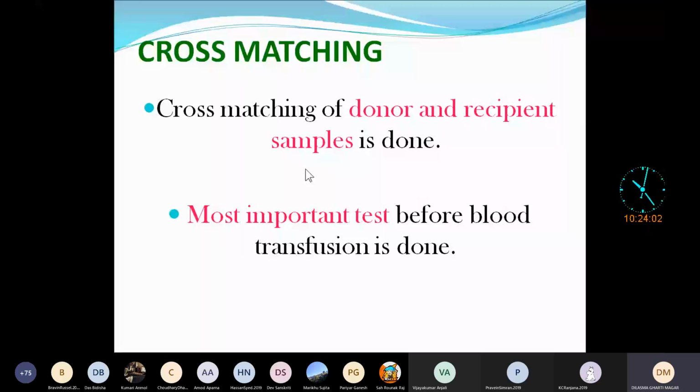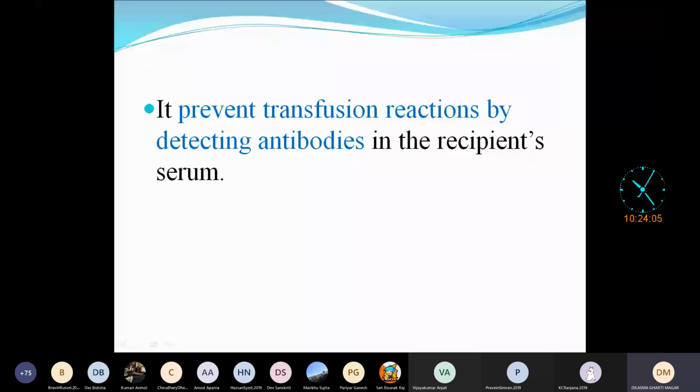This cross-matching prevents transfusion reactions by detecting antibodies in the recipient serum. Now the blood is going to the recipient, so if any antibodies are there in the recipient serum, it will detect that. Usually whenever a donor gives blood, we screen the donor for many things, like whether the person has any disease, any malignancy, or diabetes. Usually a donor will be healthy, but the recipient will have some diseases. That's why cross-matching prevents transfusion reactions by detecting antibodies mainly in the recipient serum. If antibodies are there and cause clumping of the donor's blood, we will not give that, and we will test with another blood sample.